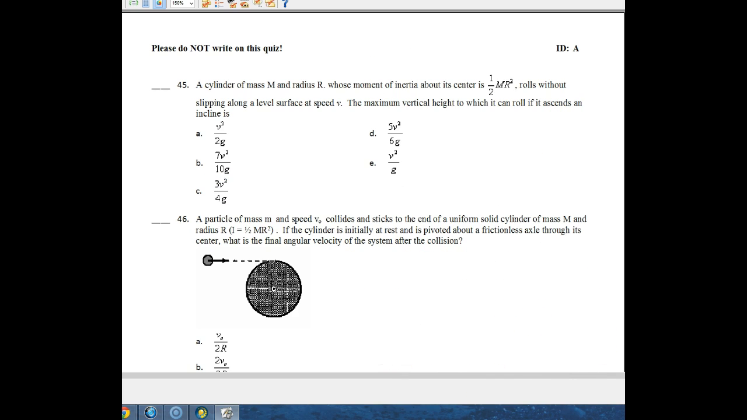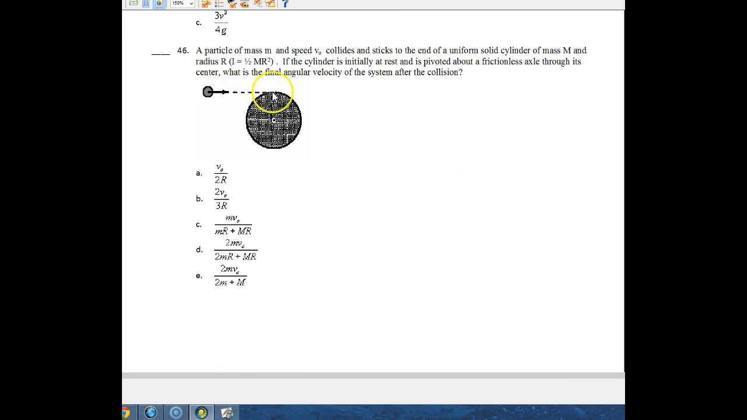For number 46, now I've got a particle that is moving towards this circular disk. It collides and sticks to it, so we know that this is going to be an inelastic collision. And so we know that momentum is conserved, but kinetic energy is not. Because kinetic energy is not conserved, we cannot find the final angular velocity using kinetic energy. Instead, we're going to have to use momentum. So I know the momentum before should be equal to the momentum of the system afterwards. The momentum before is mvr, and the momentum afterwards, rotationally, is I omega.